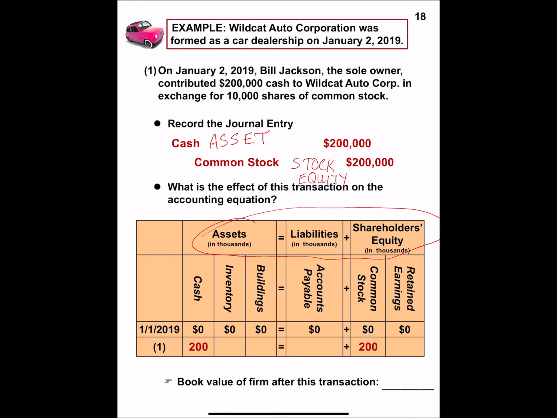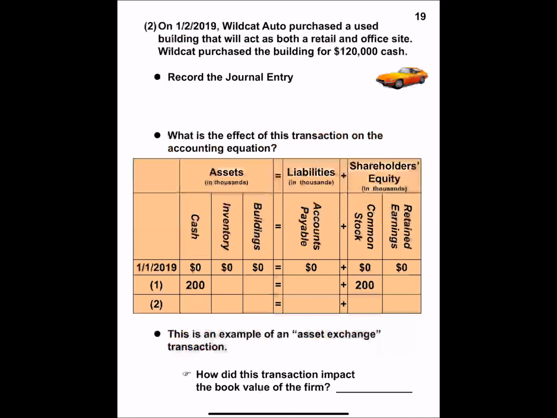Then this idea of book value, and in previous slides you saw the notion of book value. A couple of ways we can define book value. One way is book value is equal to assets minus liabilities, or book value is simply total shareholders' equity. In this case, total assets are 200, liabilities are 0. So 200 minus 0 would give us $200. Or the other way, just look at shareholders' equity. Right now we have $200 in shareholders' equity, or in thousands, $200,000. That is the book value of the firm. Okay. Let's move on. Let's see what the next transaction is.